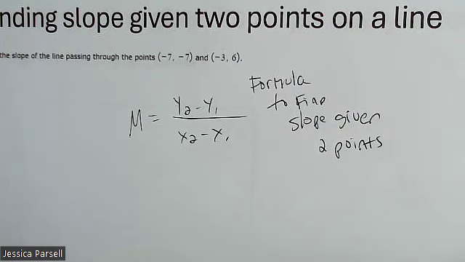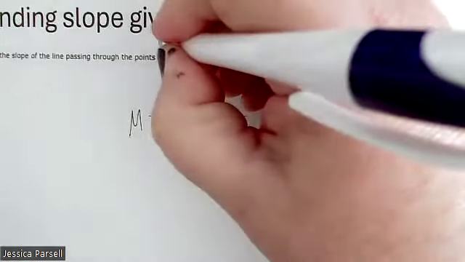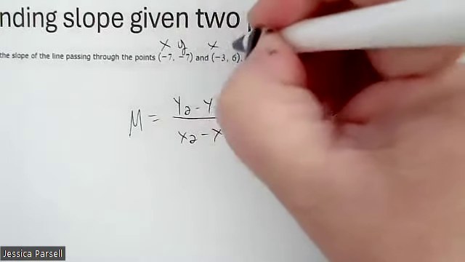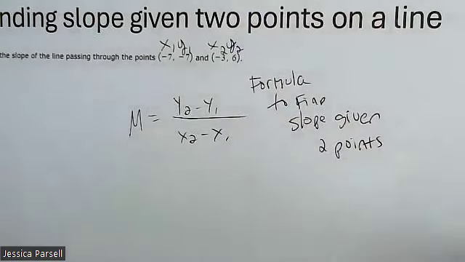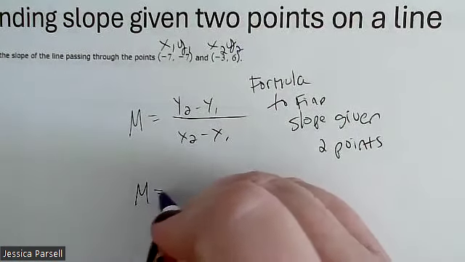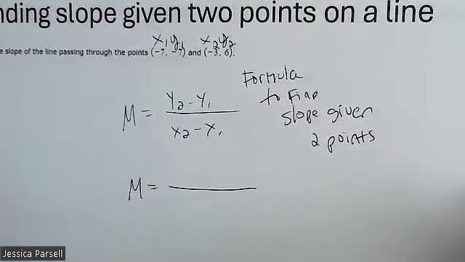Okay, pause the video and see how you do. All right, I'm going to label this X, Y, X, Y. I see you first, and you are the second set of coordinates. Okay, let's go for it. Lots of negatives in here. Let's try to be careful.